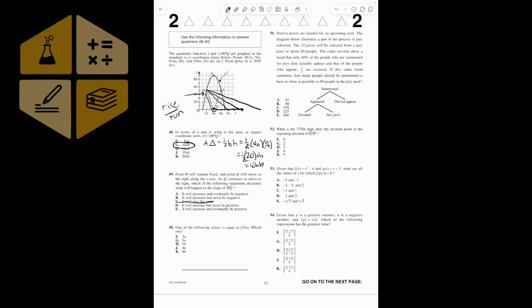The rise is negative. It's a negative 5b. Let's just call it 5. Let's leave out the variable to figure out the slope. So if it's rise over run right now, it's negative 5 over, if I go from M over to where Q is, it goes from 2a to 4a, forget the a. So right now it's -5 over 2 basically, or -2.5 is the slope right now. Well, imagine if I take Q and I slide it all the way over to right here.